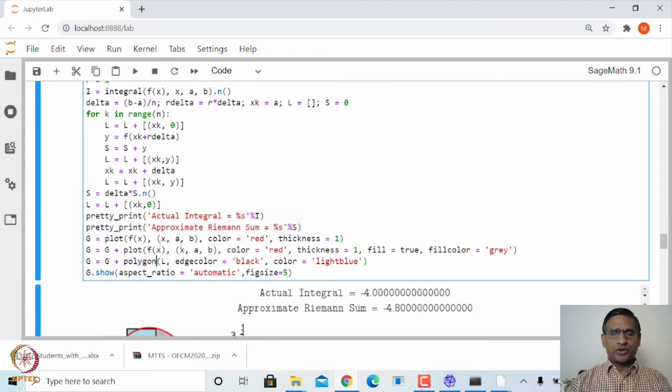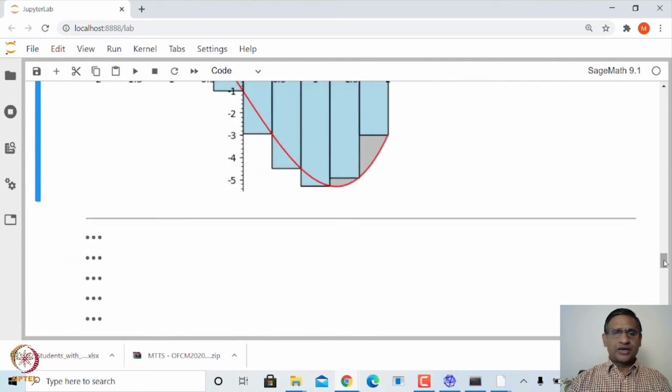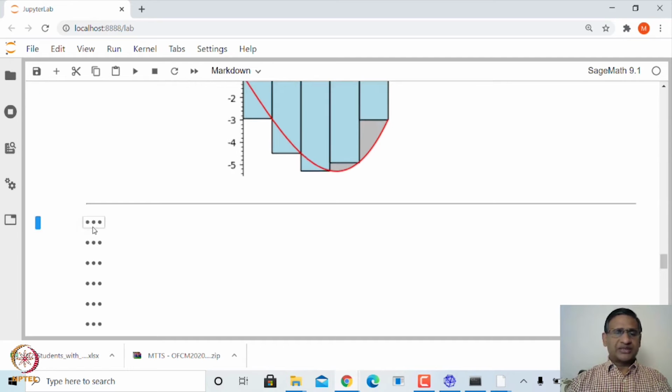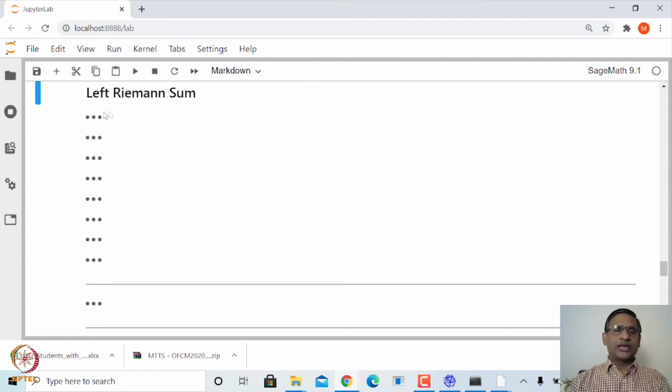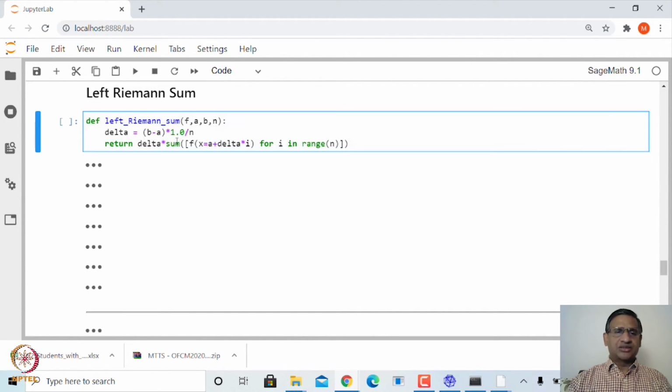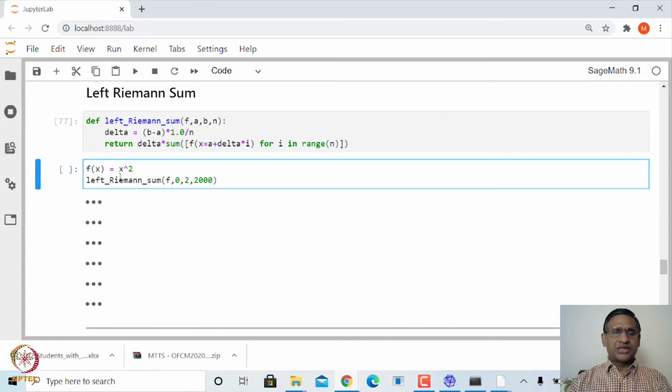So, using the polygon plot you plot this, and this is the graph of the function, and then you are filling the region between the function and the x axis. Here s is calculated as the Riemann sum. At each point s is equal to s plus y, where y is the value of the function, which is the height. You keep on adding the height, and at the end s is multiplied by the width of each interval, right. You can also create an animation for this using the SAGE interact function. You can also create a user defined function for the left Riemann sum. This is quite simple. Similarly for the right Riemann sum and the midpoint Riemann sum.